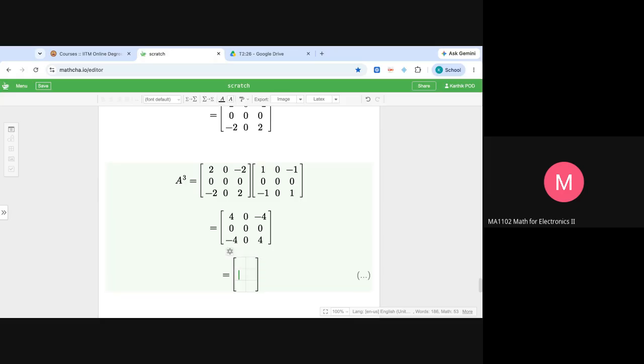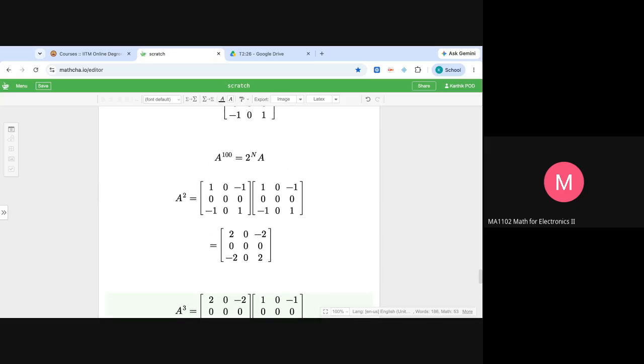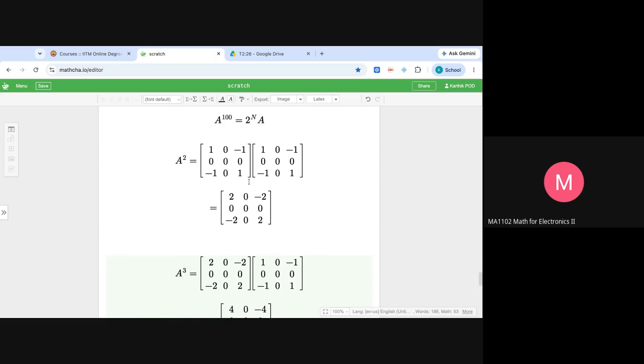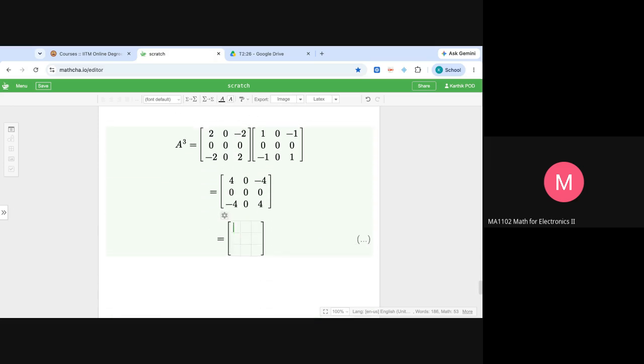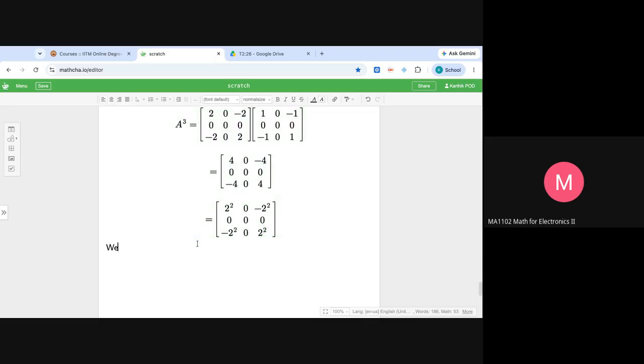So a itself was 2 power 0. So a square was 2 power 1. So a cube is 2 square. So you can maybe write this as 2 square, 0, minus 2 square, and then 0, 0, 0, and minus 2 square, 0, 2 square. So now perhaps we can generalize. We can hypothesize that a power k is equal to 2 power k minus 1 times the matrix with 2 power k minus 1, 0, minus 2 power k minus 1, then 0, 0, 0, and minus 2 power k minus 1, 0, 2 power k minus 1.